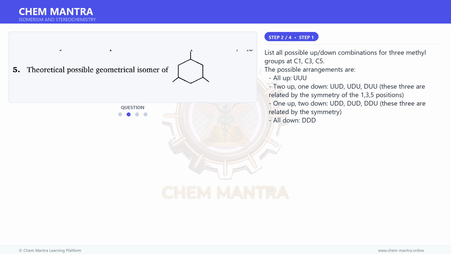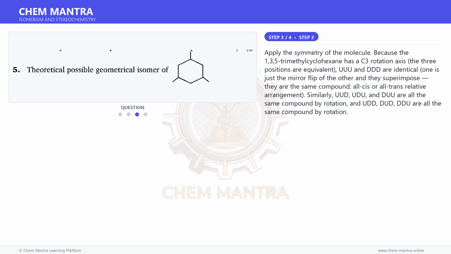Moving on to the next step. List all possible up-down combinations for 3 methyl groups at C1, C3, C5. The possible arrangements are: all up UUU, 2 up, 1 down, UUD, UDU, DUU. These 3 are related by the symmetry of the 1, 3, 5 positions. 1 up, 2 down, UDD, DUD, DDU. These 3 are related by the symmetry. All down, DDD.